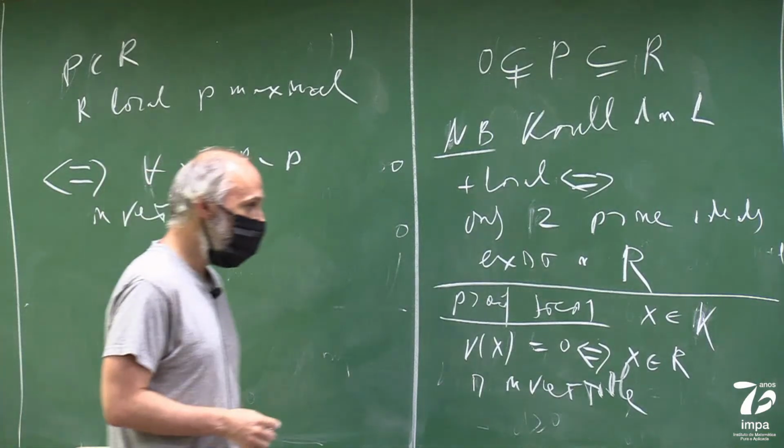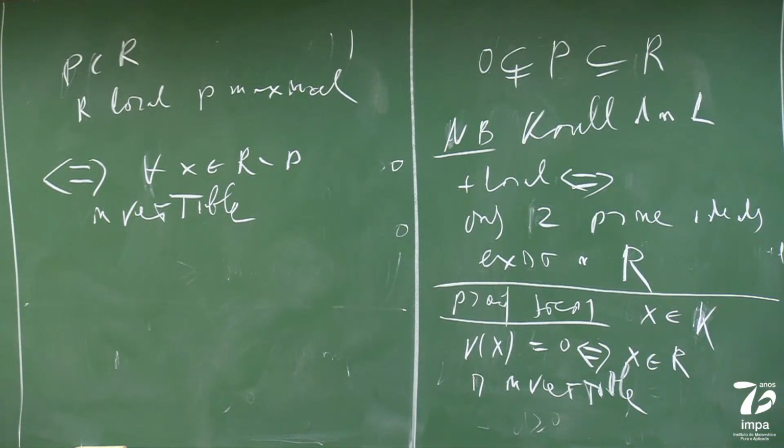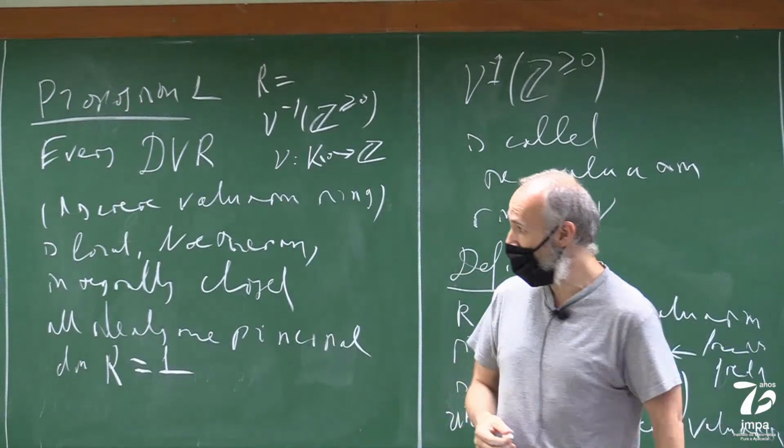Why, if the norm is 0, is the corresponding element invertible? Because the relation is 0 for x, and the relation is 0 for x minus 1. So both x and x minus 1 belong to this discrete valuation ring. Then it is invertible, because both x and x minus 1 are in this ring.